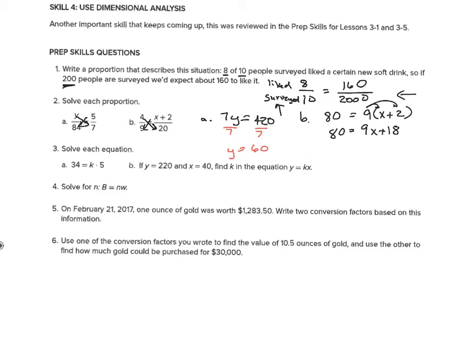Okay, I'm going to subtract 80 minus 18. I'm basically subtracting 18 from both sides. And I get 62 equals 9x. So the next thing I'll do is divide both sides by 9. And x is 62 ninths.